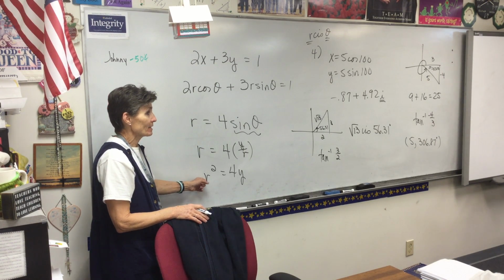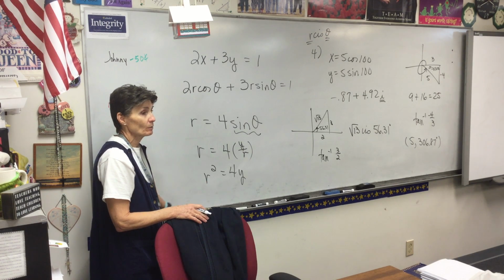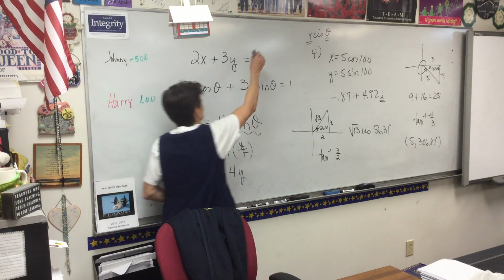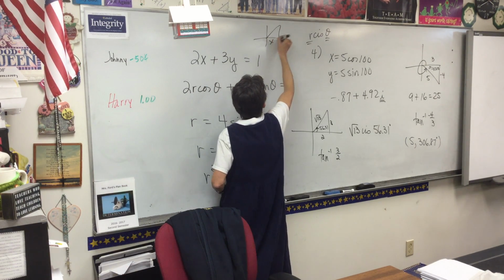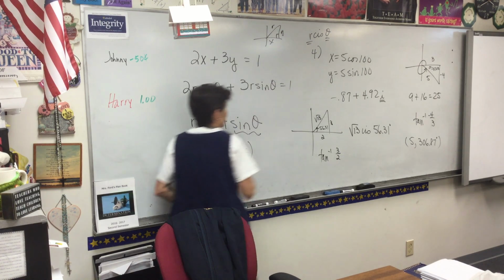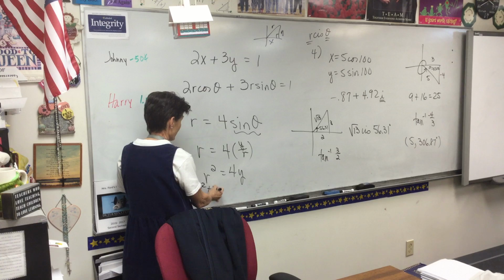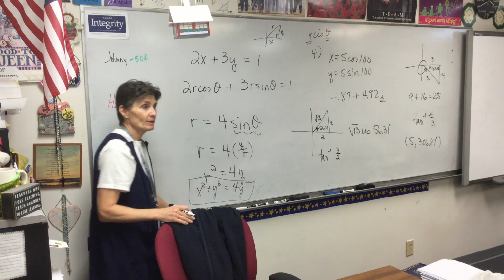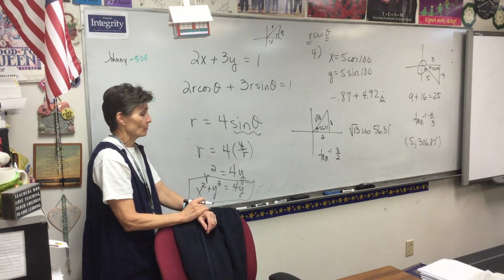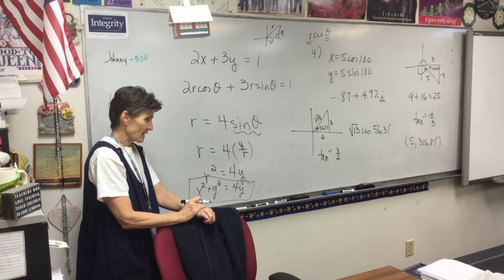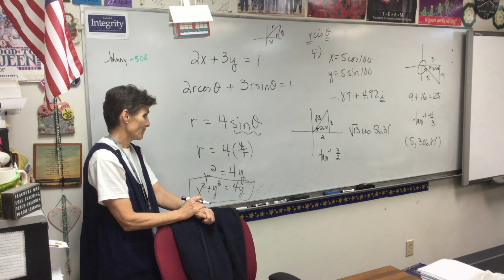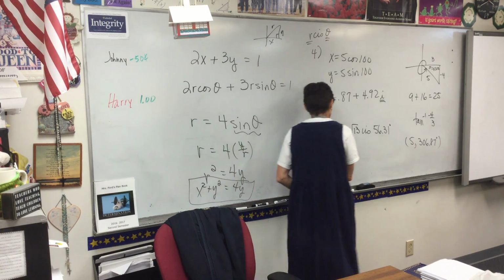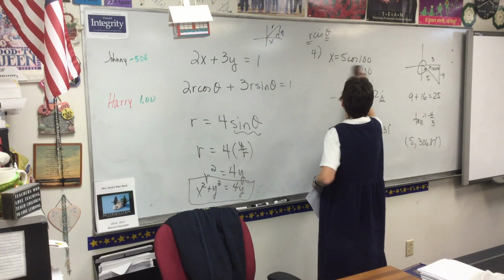And then that's something special. Anybody remember what r squared equals? R squared equals x squared plus y squared. So you better make a note of that. We did some of these in our notes. So you need to go back and look over that stuff. Make some notes here so you remember. And that's your equation.